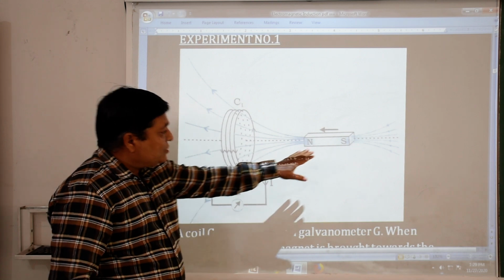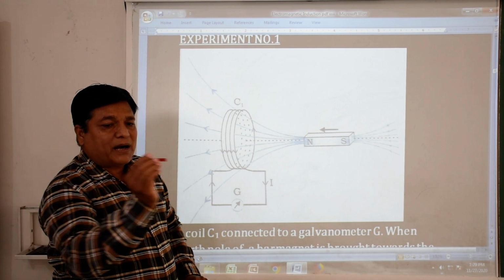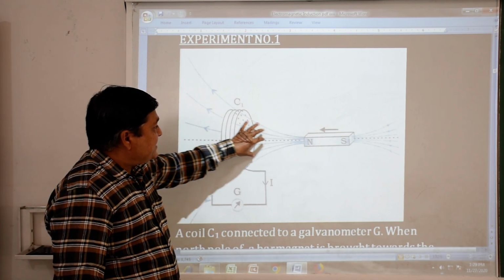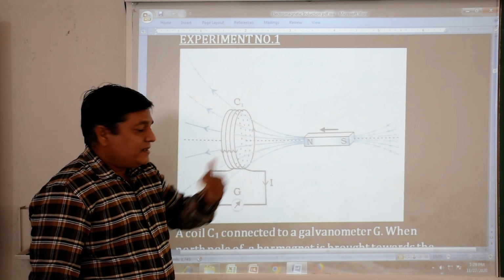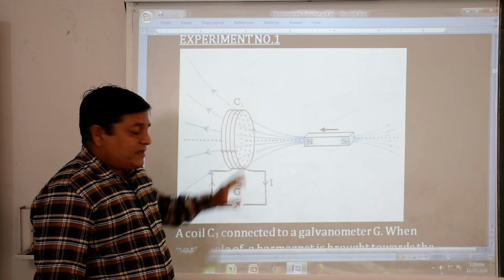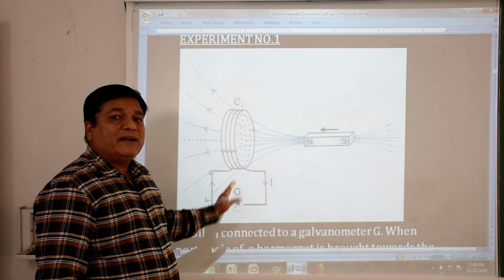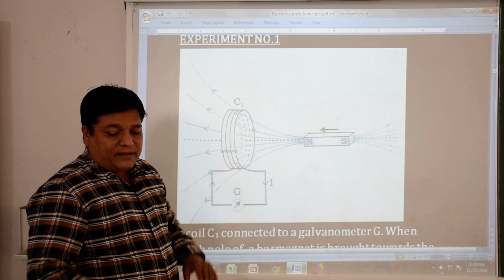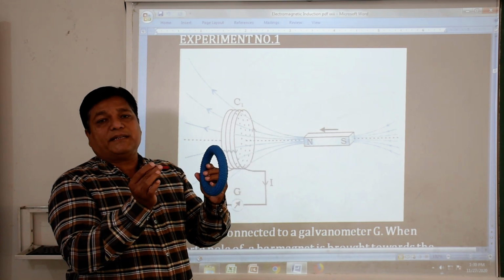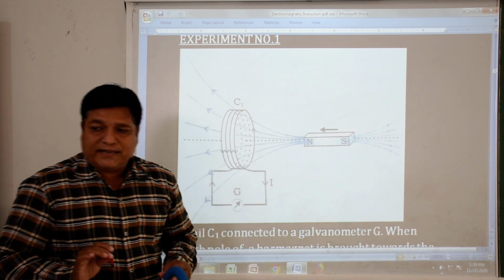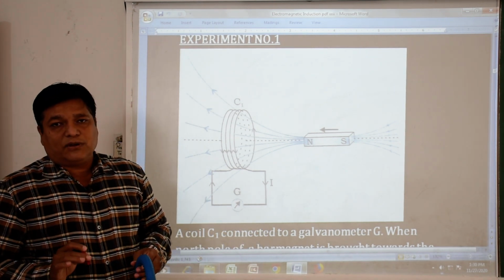As the bar magnet moves towards the coil, the magnetic field lines or magnetic flux linked with the coil keep on increasing. At that moment, we can see the deflection in the galvanometer, and the current flows in one direction. Suppose the magnet is kept stationary at some distance away from the coil, there is no deflection seen in the galvanometer, which means no induced current is flowing through it.